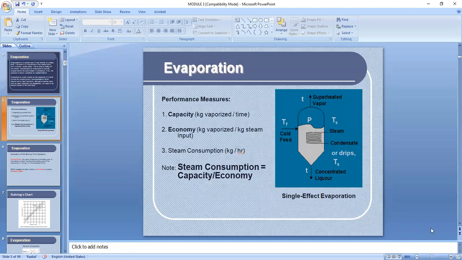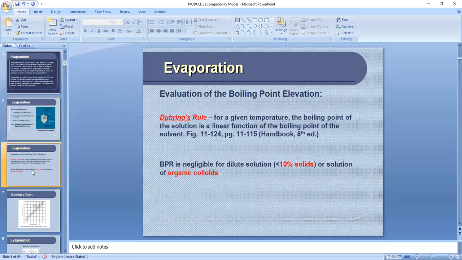Now, concerning evaporation, we have Duhring's rule. And we have the Duhring's chart in our handbook, and of course we have it as well in Perry's. So, according to this rule, for every given temperature, the boiling point of the solution is a linear function of the boiling point of the solvent. Now, in your handbook, it's Figure 11-124, page 11-115 of the 8th edition already. So I've updated it. This is already the current edition of the handbook.